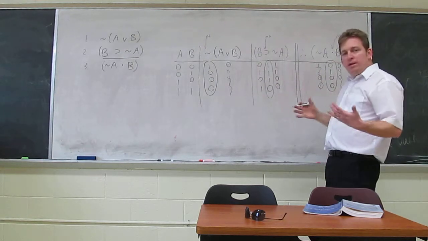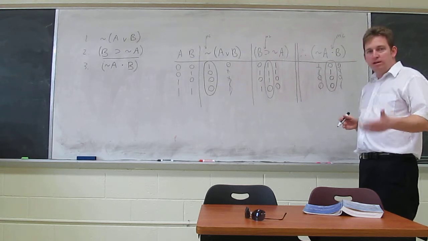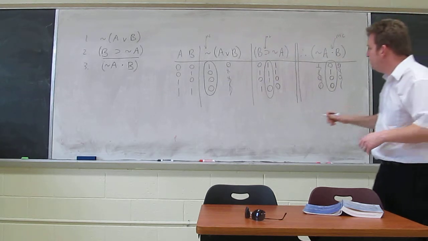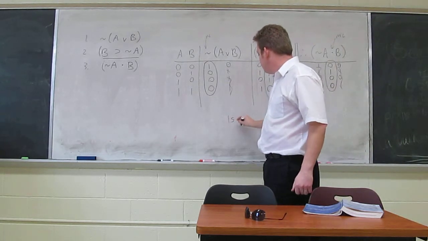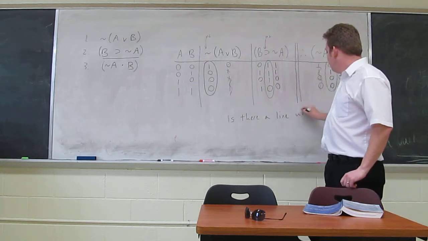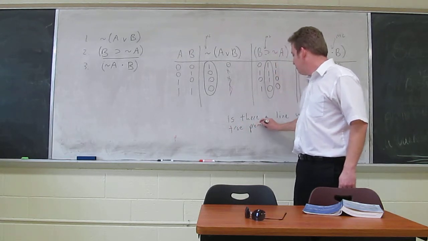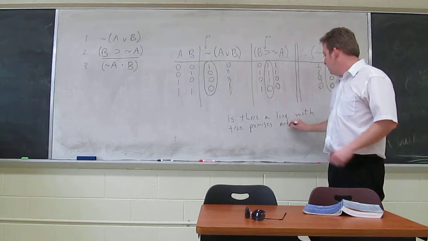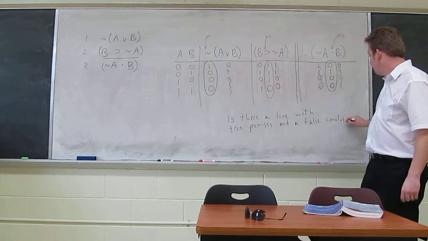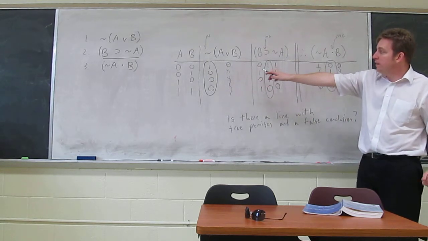Now, remember, the truth table test says, check to see if there's a line where the premises are all true and the conclusion's false. Well, in this case, we don't have to look too far for that, so I'll write this up as a question. Is there a line with true premises and a false conclusion? And you don't have to look too far. Look at the first line.